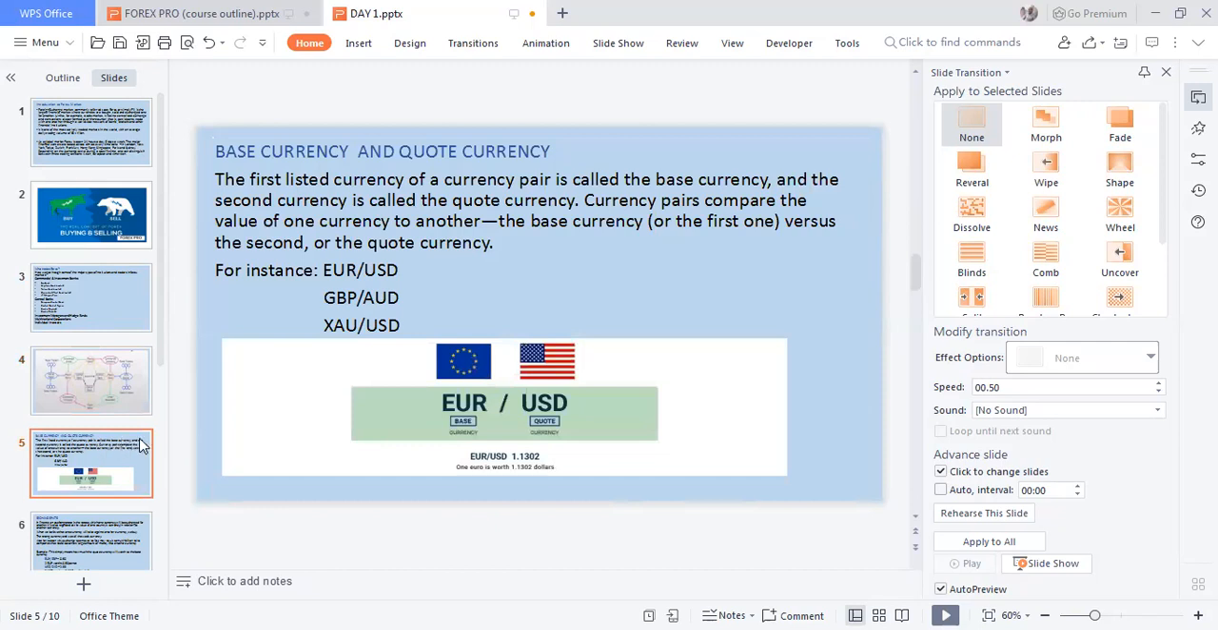I talked about base currency and quote currency. I said a currency is a fiat that is spent by a country, and it can be coins, it can be a fiat. Now, a base currency is the first listed currency. A quote currency is the second one, which is USD. For GBP/AUD, the base currency is GBP, and the quote is what? AUD. XAU/USD, the base currency is XAU, and the quote currency is what? USD.